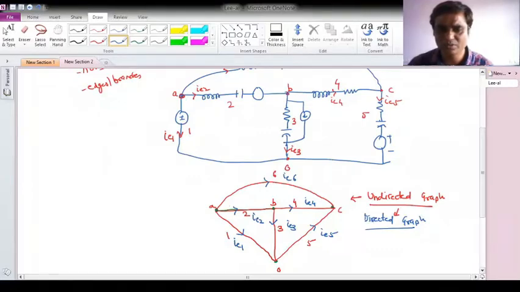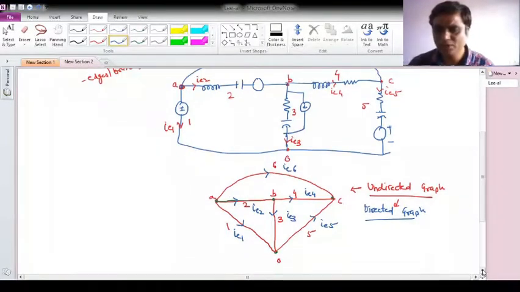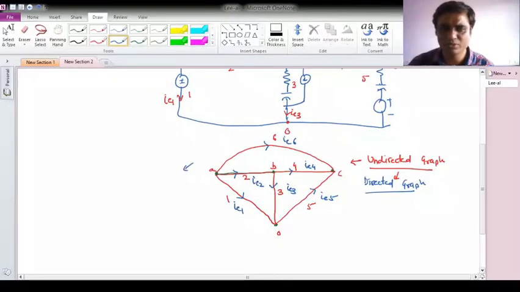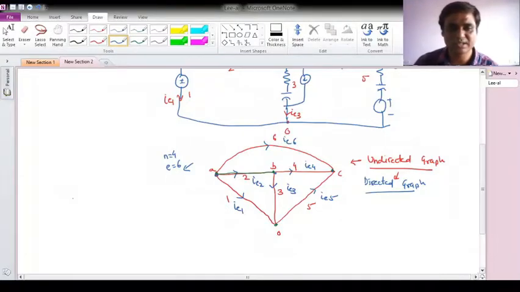And what are the node voltages? VAO, VBO, VCO, like this. Now, how many nodes do I have? I have four nodes. And how many edges? I have six edges. Now let me write the KCL at each node. Suppose I would like to obtain the currents and voltages, so let me start with a nodal analysis sort of approach. At a node, we generally write KCL, so let me write the KCL at node A.